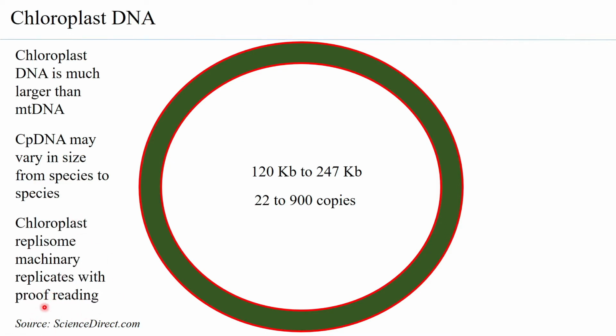And therefore, it has been observed that there are variations, and if there are variations, then it is going to affect the phenotype of the plant or the algae. So the genotypic change in the chloroplast has been observed to have a phenotypical effect.